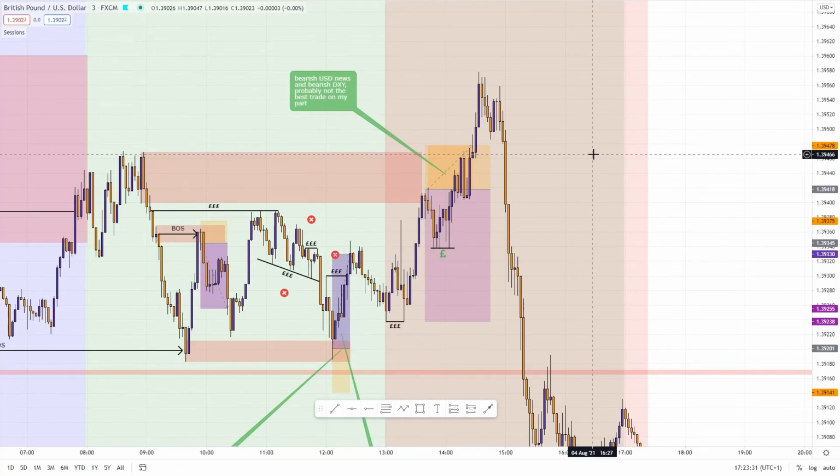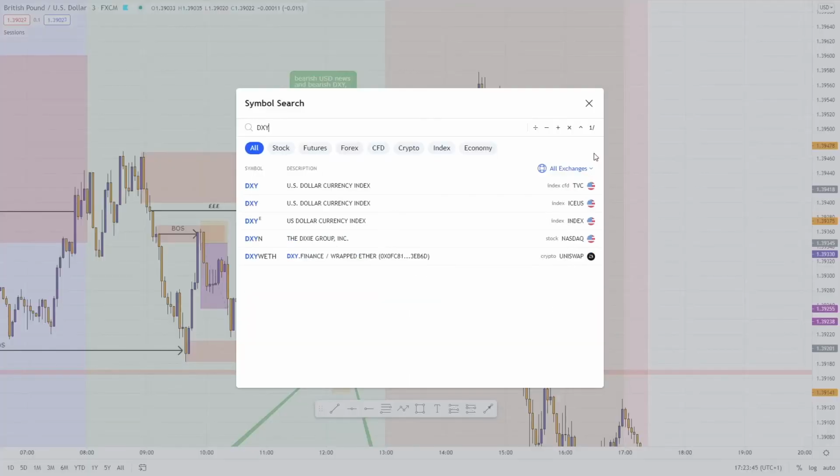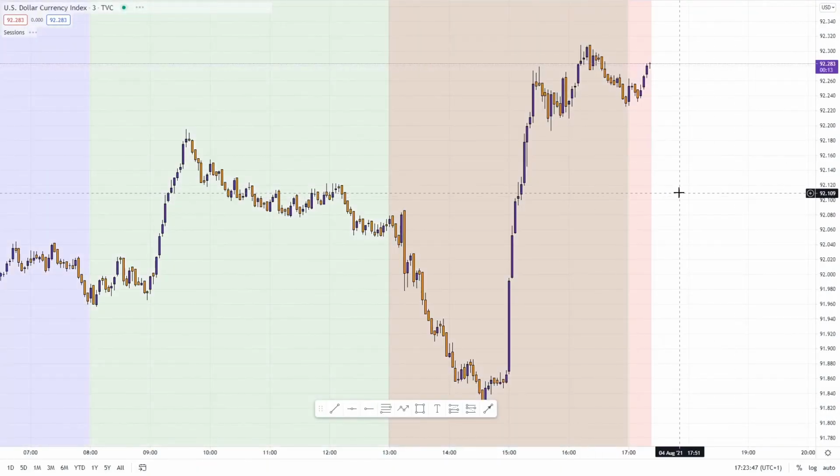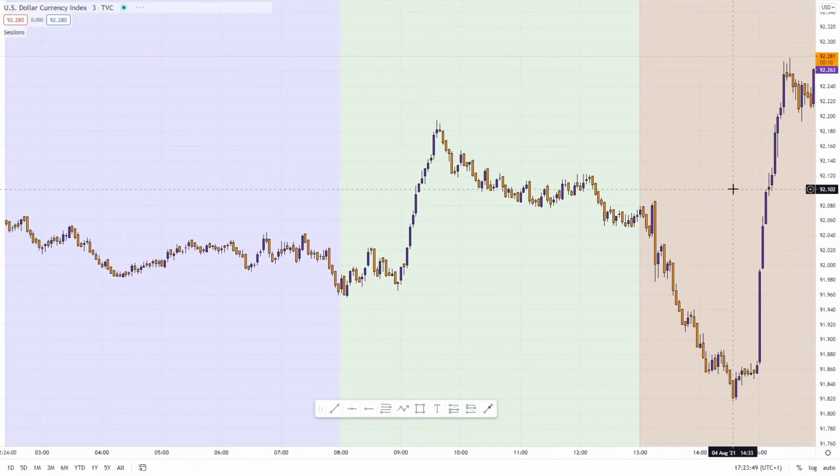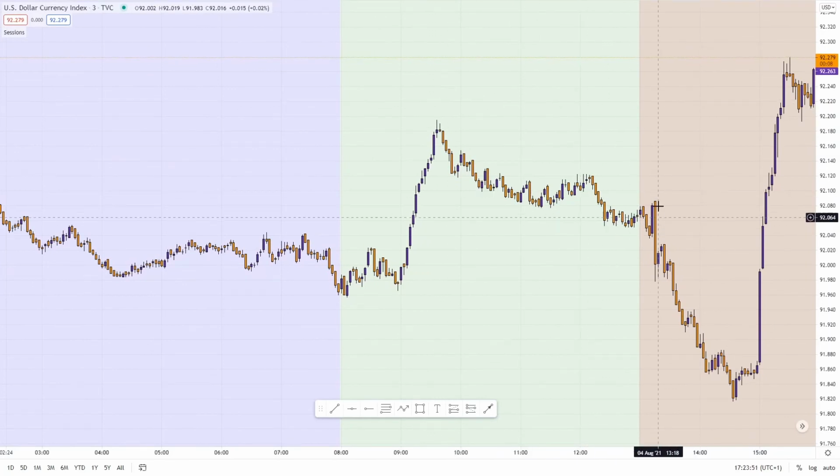At the same time, we had some very high impact news on the dollar earlier. I think it was non-farm employment, which was a lot less than it was expected to be. So that was obviously very bearish for the US dollar. In fact, I'll bring up the dollar index.